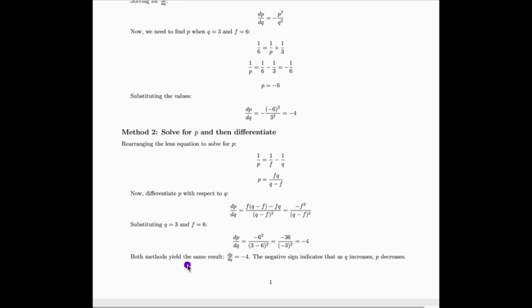So both ways you get that the derivative of p with respect to q is negative 4, and the negative sign means that they have an inverse relationship. So as q increases, p decreases, and vice versa. If p increases, then q is going to decrease.